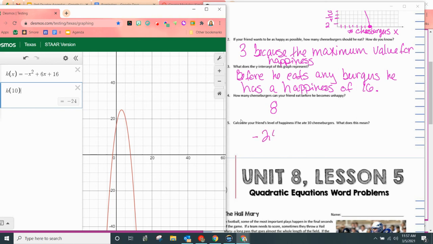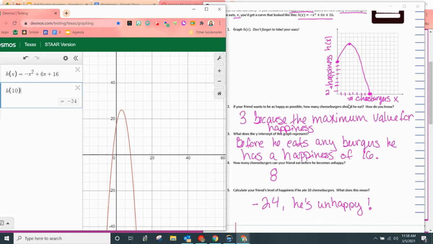What does this mean? He's unhappy. He's very unhappy. He's probably throwing up. He's probably sick, honestly. That's what I would say. Okay, so really, the key to these types of application problems is to pay attention to your labels on your axis. They're going to tell you what X represents, and they're going to tell you what Y represents. You're going to use Desmos to graph these and then interpret it from there, okay?